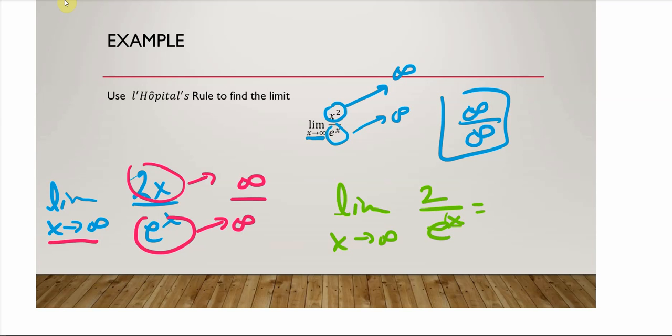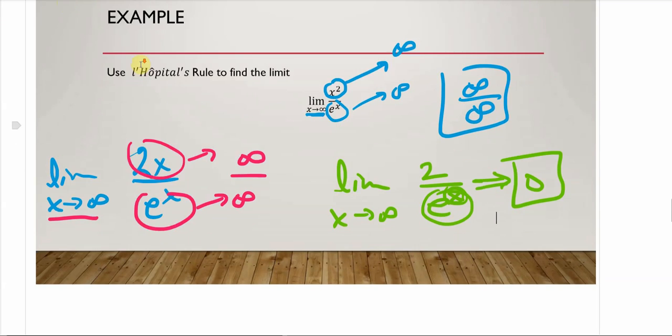Now, x here is getting larger and larger and larger, so e to the x is getting larger and larger. That means that as the bottom gets larger, the whole thing gets smaller. So this is going to be approaching 0. So the limit is going to be 0, and that is going to be my answer.